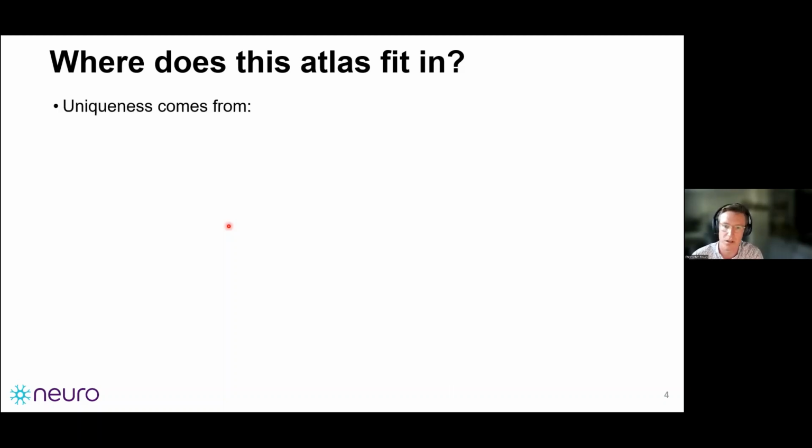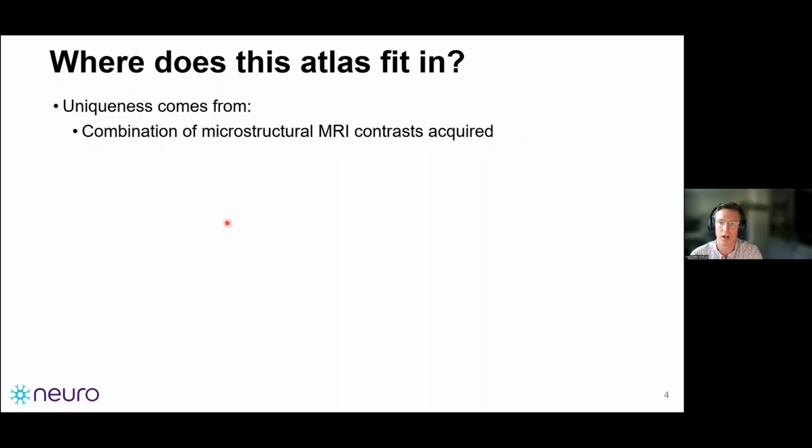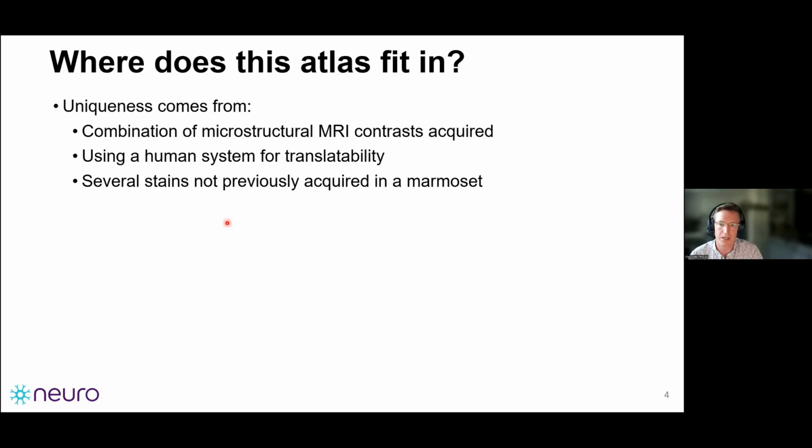So where does this specific atlas fit in with that whole list that I shared that wasn't necessarily exhaustive? We have some uniqueness. We have a combination of microstructural MRI contrasts acquired that is unique. Many of the previous ones are very limited: some very good diffusion data exists, as well as some light MT work and some T1, and T2 weighted tends to be used for an anatomical. Additionally, instead of using an animal scanner, this project was really focused on translatability. We used the human system, the same hardware that we would use for human imaging. And additionally, we have several stains that weren't previously acquired.